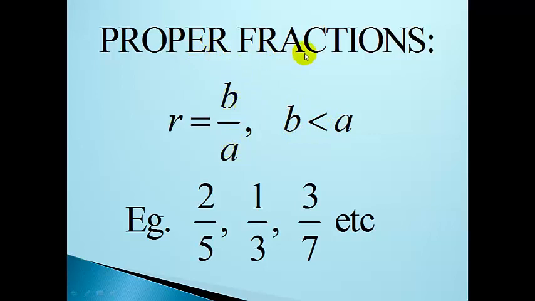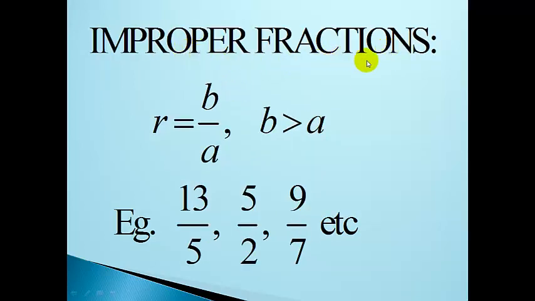So a proper fraction is when the numerator is less than the denominator. Example, 2 over 5 is a proper fraction because the numerator 2 is less than the denominator 5. 1 over 3 is also a proper fraction because the numerator 1 is less than the denominator 3. 3 over 7 is also a proper fraction because the numerator 3 is less than the denominator 7. So these are all examples of proper fractions.